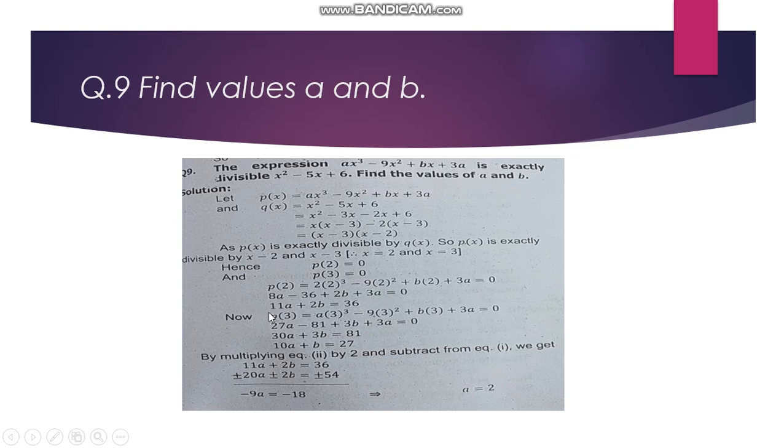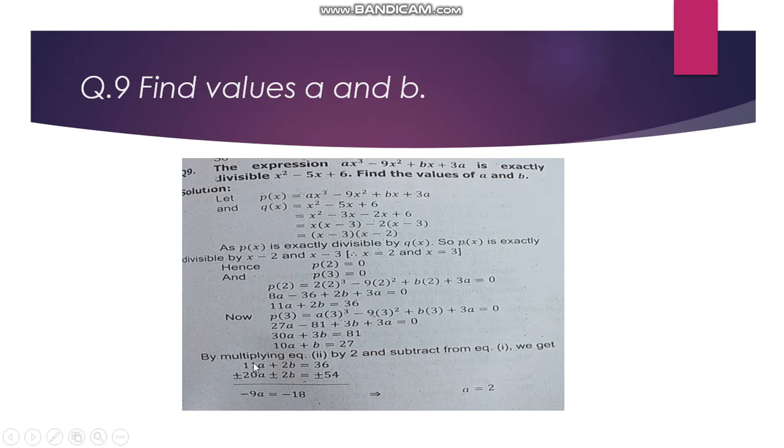After solving this term I will get 11a plus 2b is equal to 36. Now I will put x is equal to 3. P of 3 is equal to a into 3's cube minus 9 into 3's square plus b into 3 plus 3a is equal to 0. And after adding and subtracting, I will get the answer 30a plus 3b is equal to 81. After taking 3 common and dividing 81 by 3, I will get the answer 10a plus b is equal to 27.